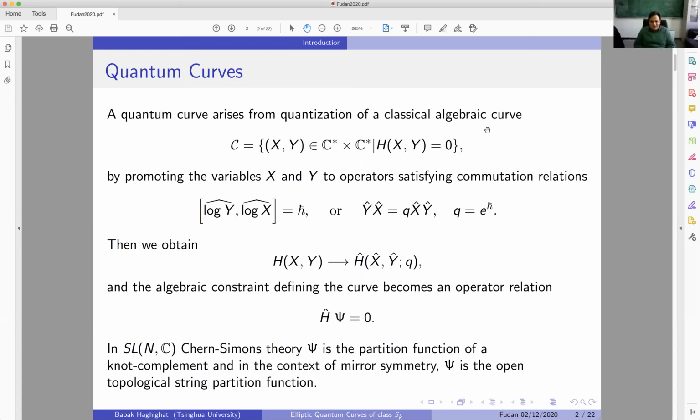Okay, and what kind of curves are we interested in practice? Historically, these kinds of curves, which were later quantized, arise in different contexts. Maybe the most well-known one is in the context of knot theory and the A polynomial. There it describes the moduli space of SL2C flat connections on knot complements. And you can think of these x and y as holonomies.